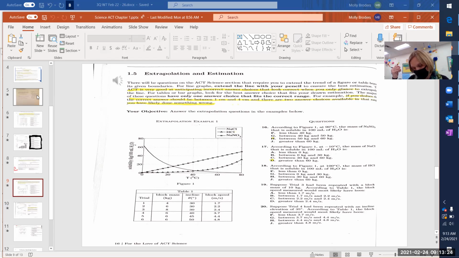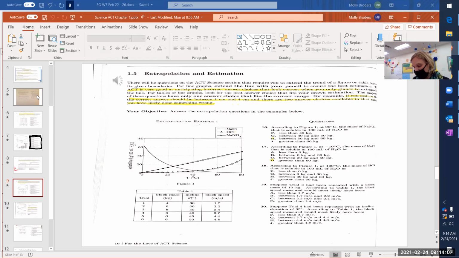Where do you think they meet? Yeah. Around 75. So, right. Do you agree, Sadie? If you extend the NaCl line up to the negative 10, which do you think is your best answer choice? Yep, greater than 60. So you were right, Kylie. Okay, see how that works?